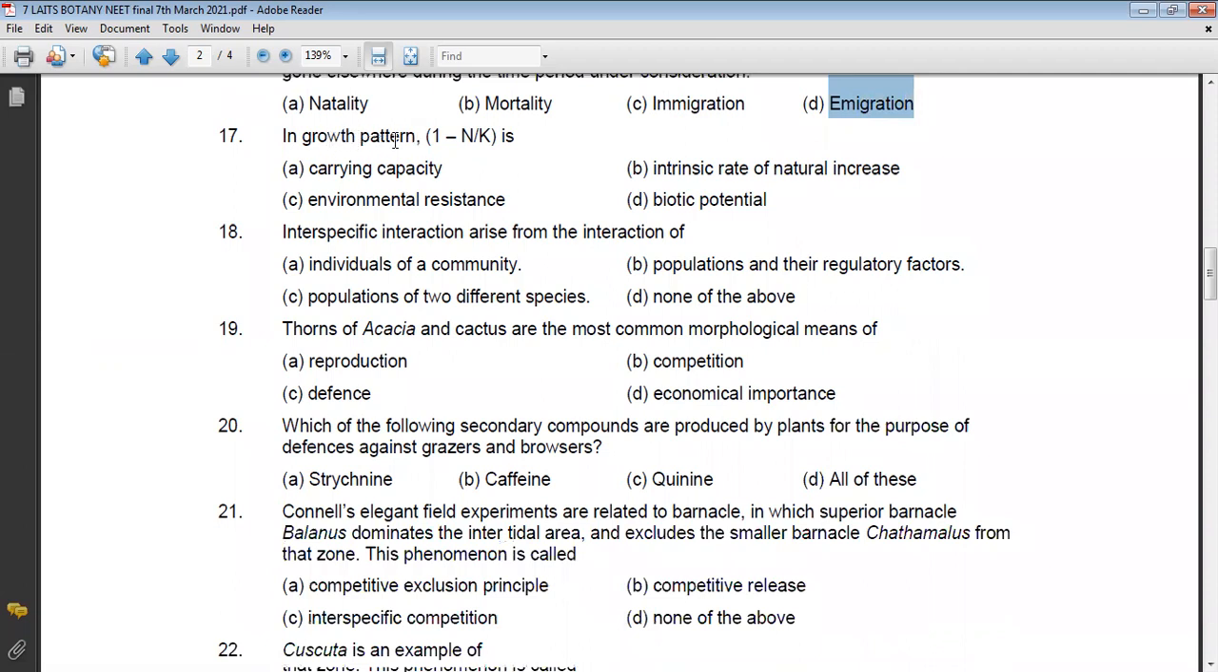In the growth pattern, 1 minus N by K, or you can say K minus N by K, okay, what does it mean? K minus N by K is called environmental resistance. Okay, K is carrying capacity, and K minus N by K or 1 minus N by K is called environmental resistance.